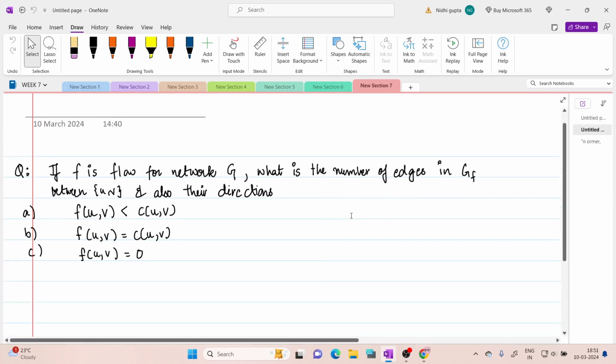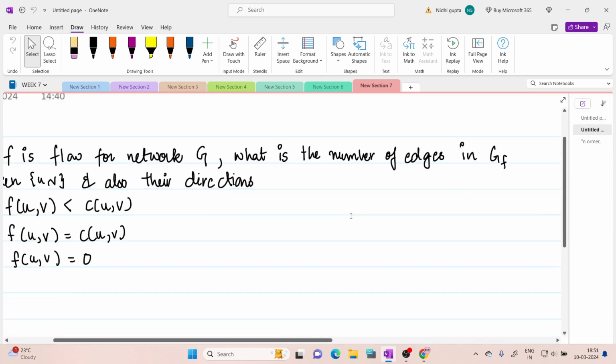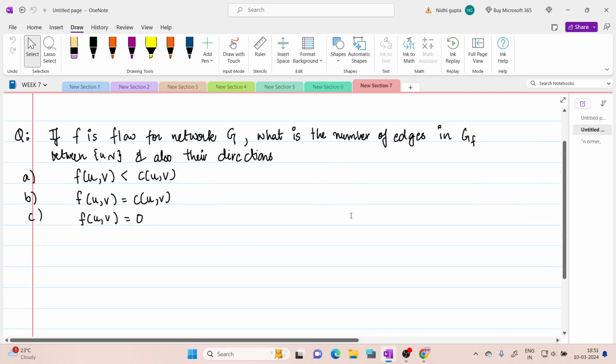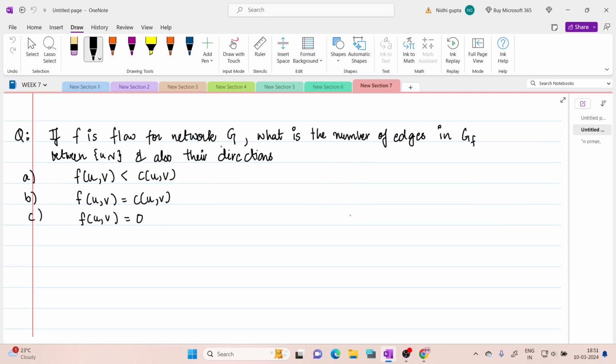So first this one, let's see this. We are given that F is a flow for network G, and we have to find the number of edges in the residual graph between U and V, and also tell their direction. Suppose UV is a directed edge in G, and the flow value is strictly less than the capacity of UV. In the residual graph, how many edges will there be?